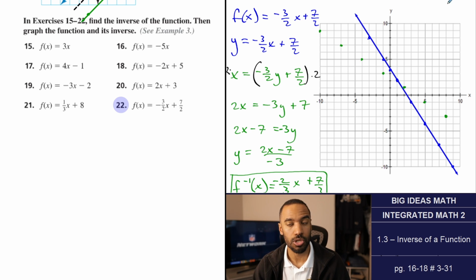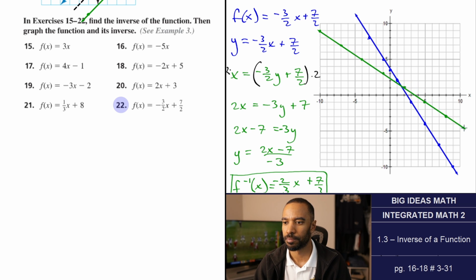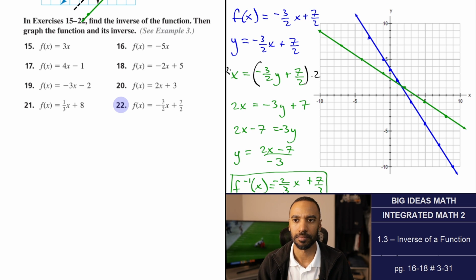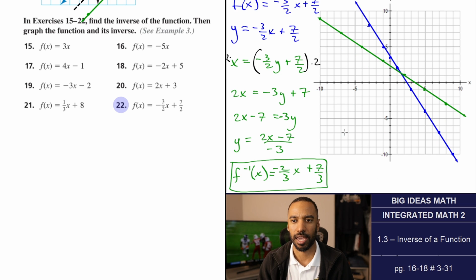That 7/3 is 2 1/3. So that should be crossing that area when we draw this line with your ruler or a line tool. So not only does it look like it kind of gets that proper reflection, but this crosses at about 2 1/3, and that's looking good. Okay. That's the end of those ones.